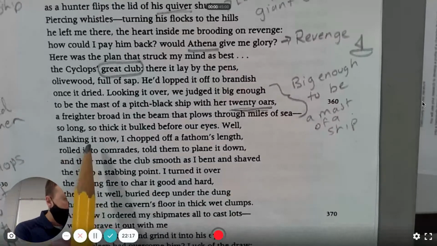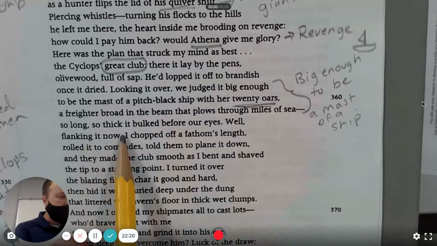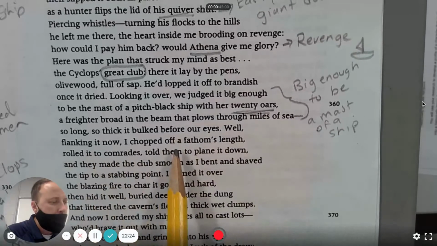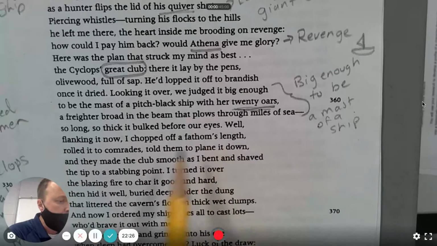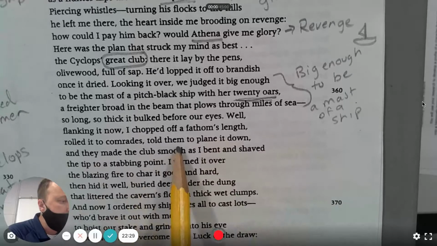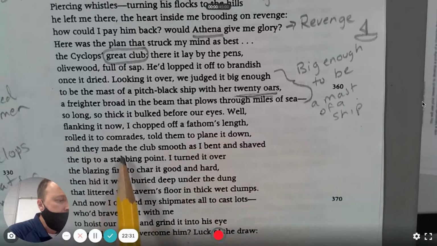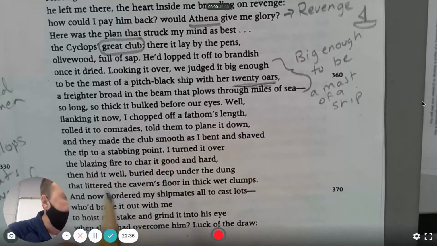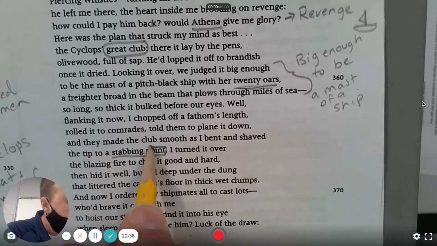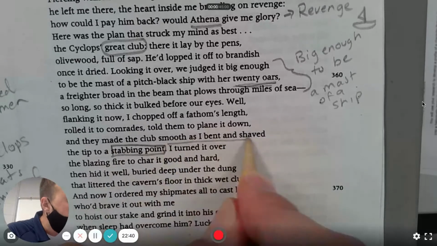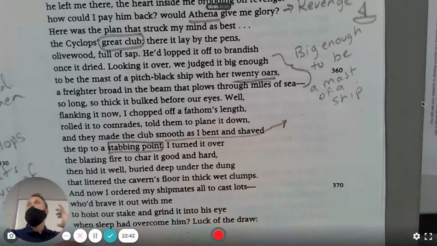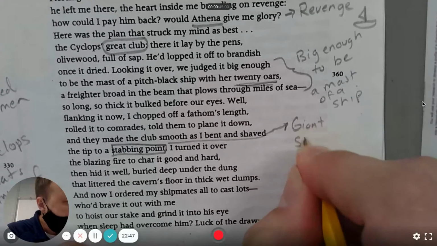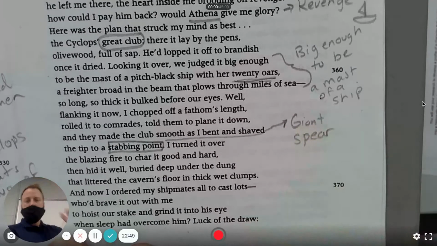So long, so thick it bulked before our eyes, well flanking it now. I chopped off a fathom's length, rolled it to my comrades, told them to plane it down, and they made the club smooth as it. I bent and shaved the tip to a stabbing point. So basically, what are they making? A giant what? Kind of a giant javelin or spear, like a giant spear. Okay? Something to stab with.